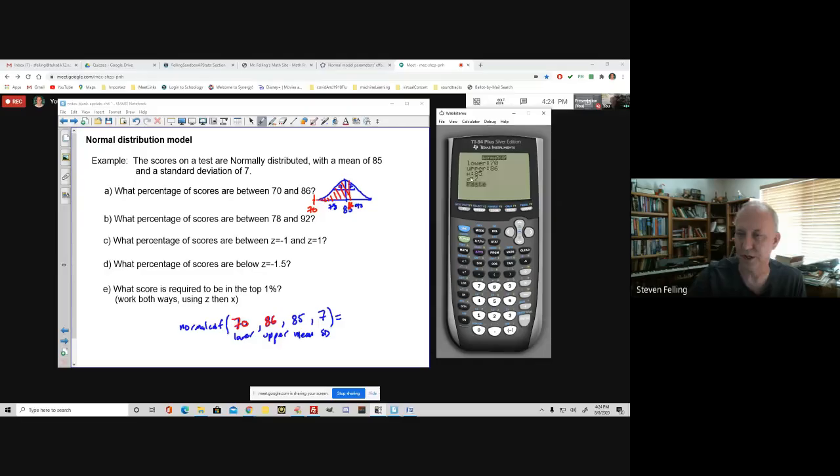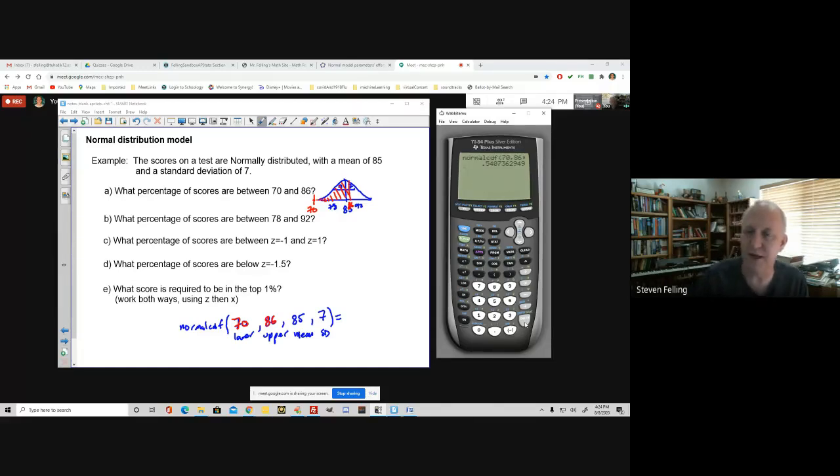So we would enter 70 here and then hit the enter key, right? And then 86 for the upper boundary, and then 85 for the mean, and then 7 for the standard deviation. Note that they use the symbols mu and sigma in the calculator for the mean and standard deviation. We just have to know that's what that means, and then we hit enter. It'll paste it into the function, and then we hit go.